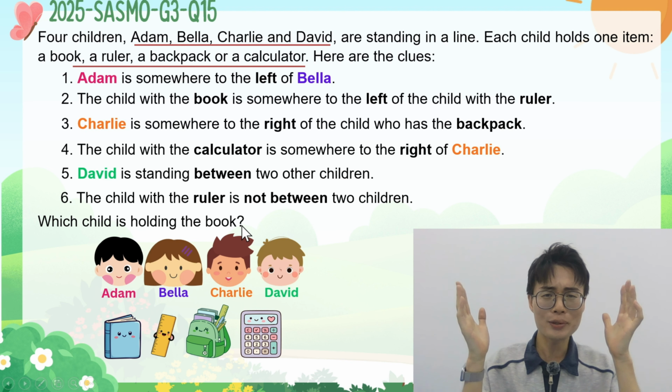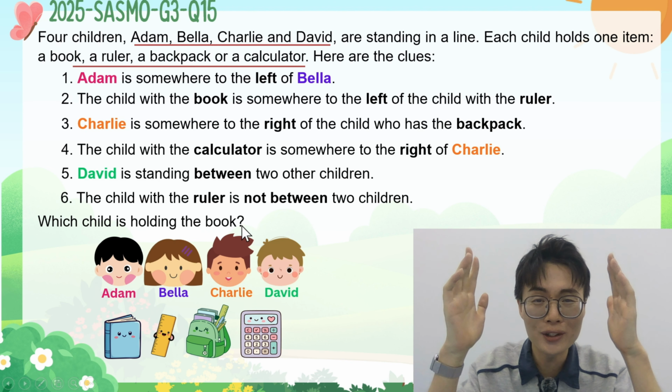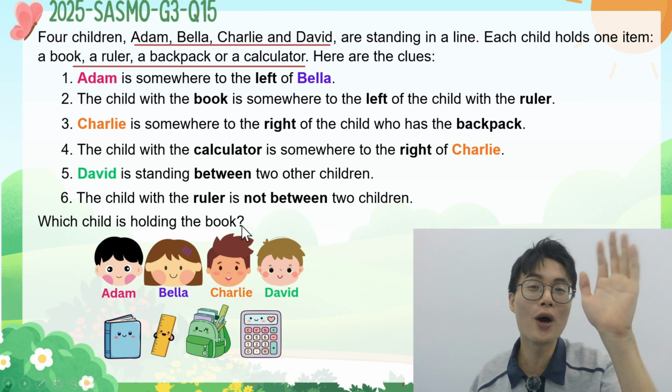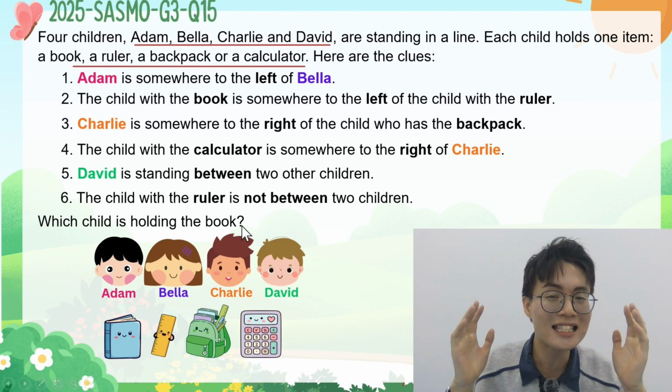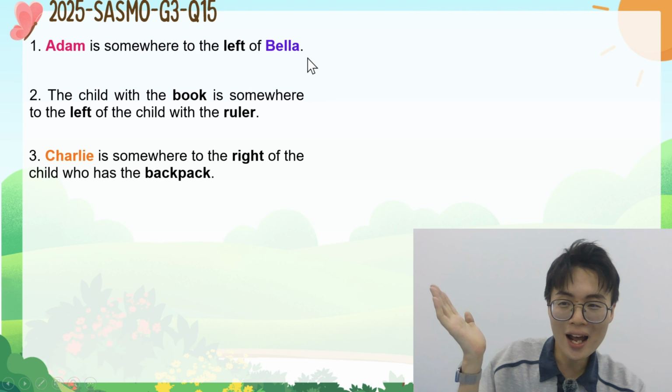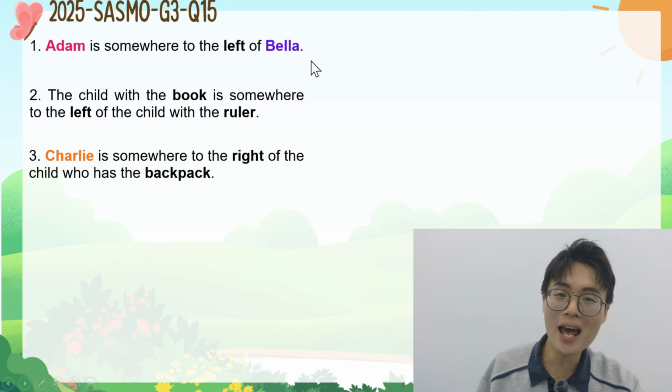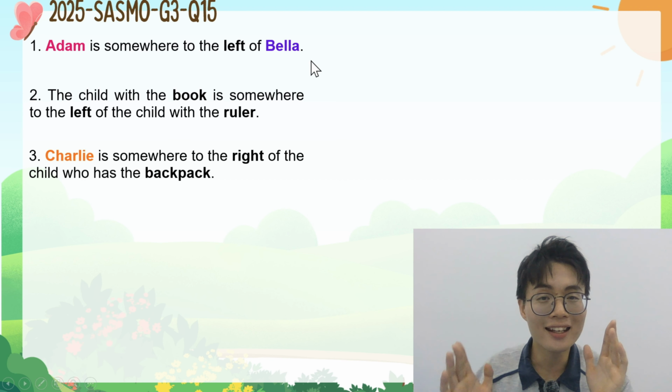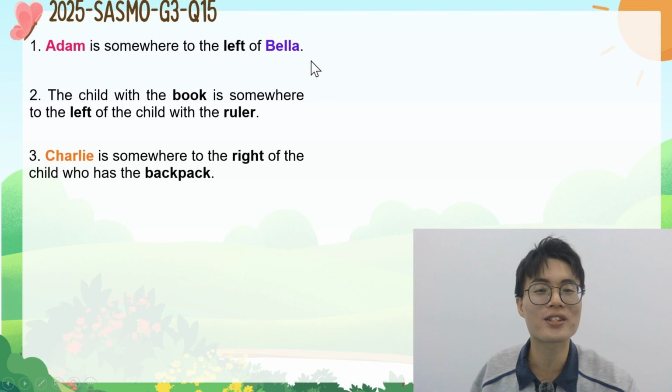When we look at this question, you may think, too many clues, I don't know how to do it. But no worries, just follow me and let's analyze the clues one by one. The first one, Adam is on the left side of Bella. Since Adam and Bella are standing in a line, we can draw a line first.